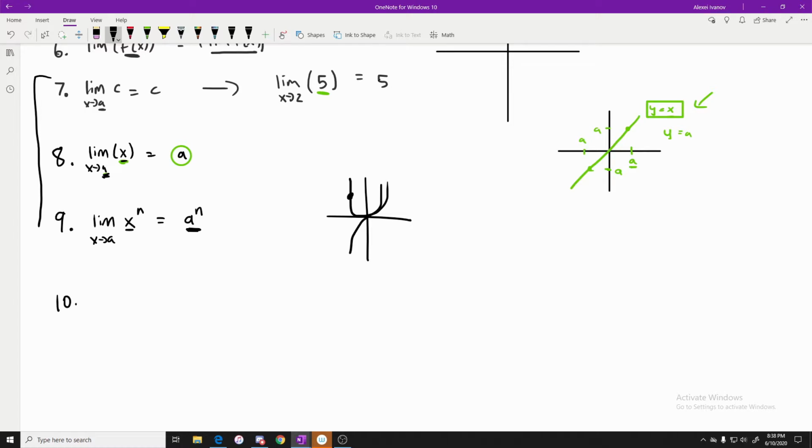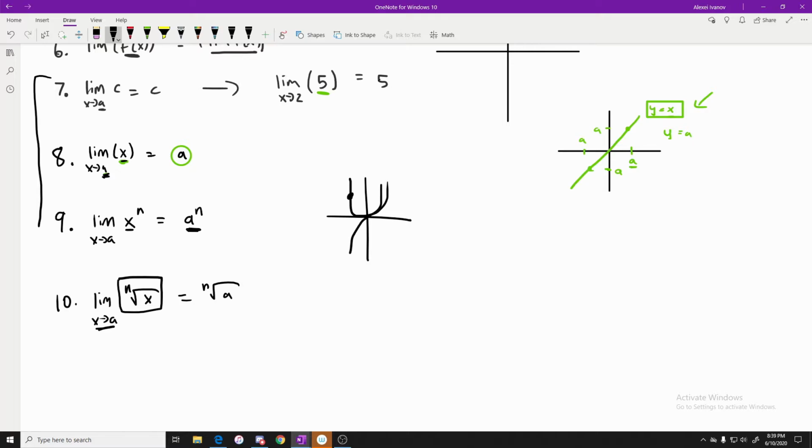Now for law number 10, again, it's very similar. We have the limit as x approaches a of the nth root of x, and like I said, we know that this also will be a continuous function, so this will be equal to the nth root of a. Again, all we're doing is we're taking this x value that we're approaching and we're simply plugging it into our function, which is right here, because we know that the function is continuous. And we know when we're talking about a limit, we're thinking about the value that we're approaching on the graph.